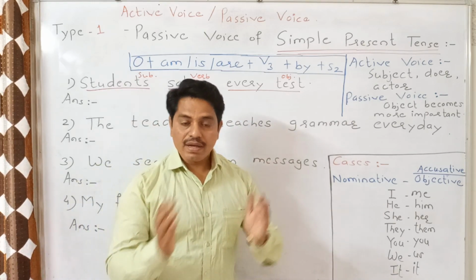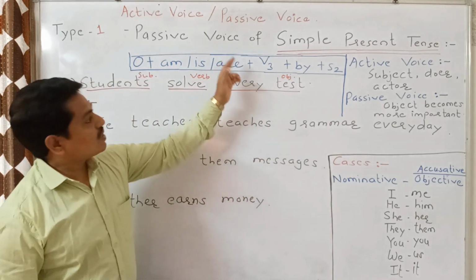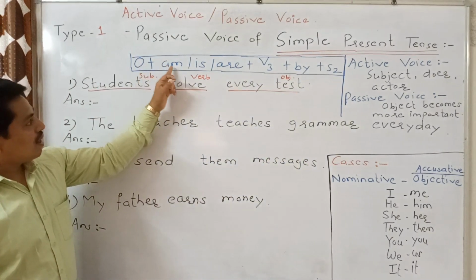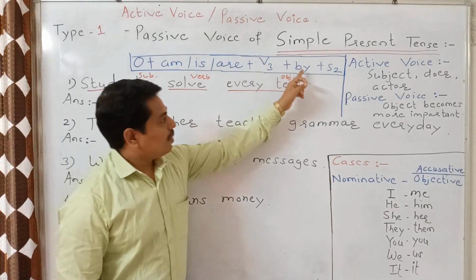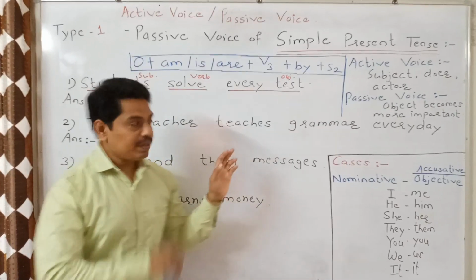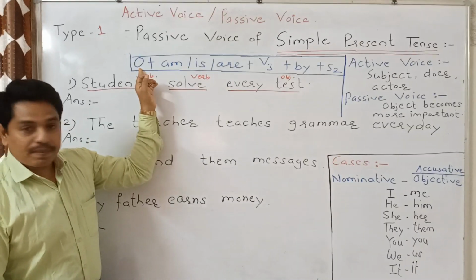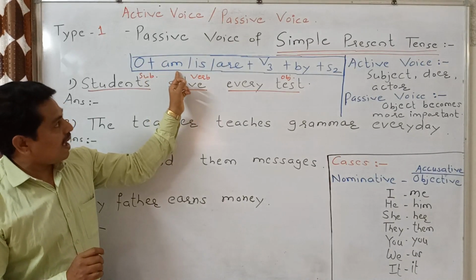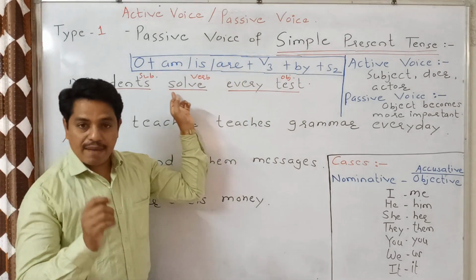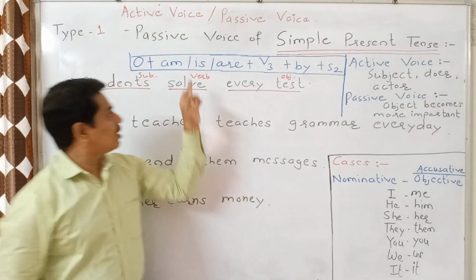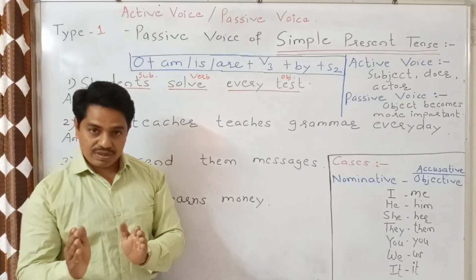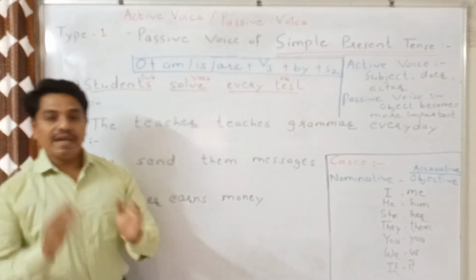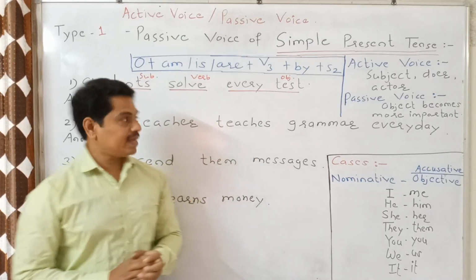So, how to make the passive voice of simple present tense? Very easy. Object, am/is/are, V3, by and S2. It means after the object, as per the object, we use either am, is or are. Am is always used after I. Is is always used after a singular subject. Are is used after a plural subject.